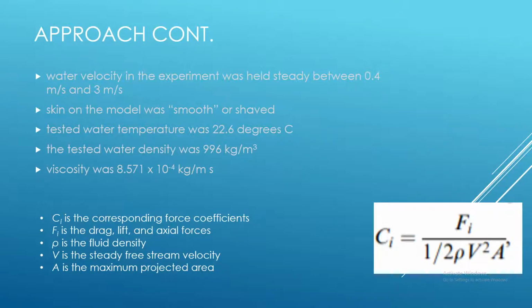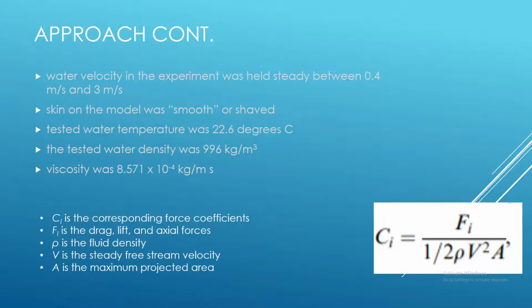The water velocity in the experiment was held steady between 0.4 meters per second and 3 meters per second. The skin on the model was smooth or shaved, which was accomplished by setting the roughness height equal to 0. This eliminated a variable that could affect the results and fit with the practice of professional swimmers shaving their bodies before a major race. The tested water temperature was 22.6 degrees Celsius, and the tested water density was 996 kilograms per meter cubed. The viscosity was 8.571 times 10 to the negative 4 kilograms per meter second.